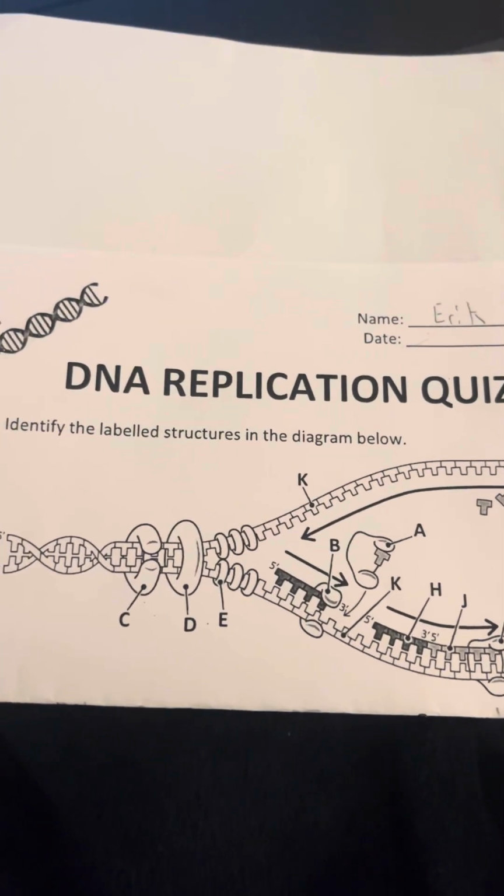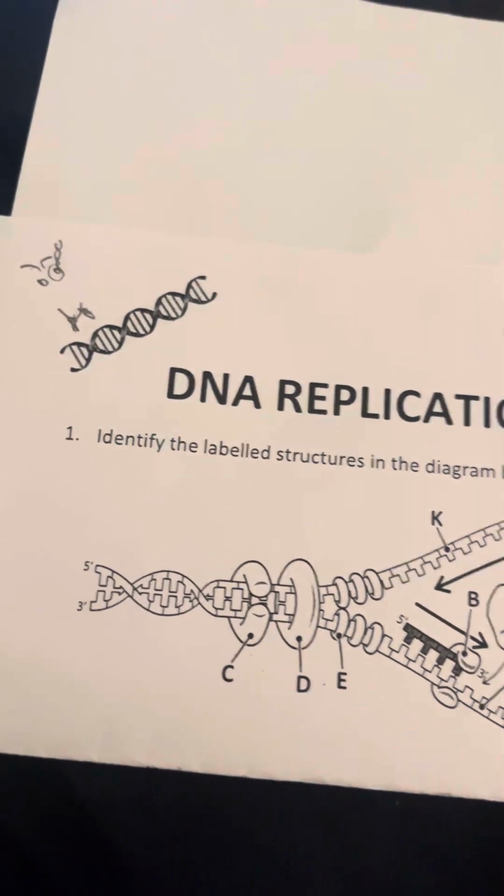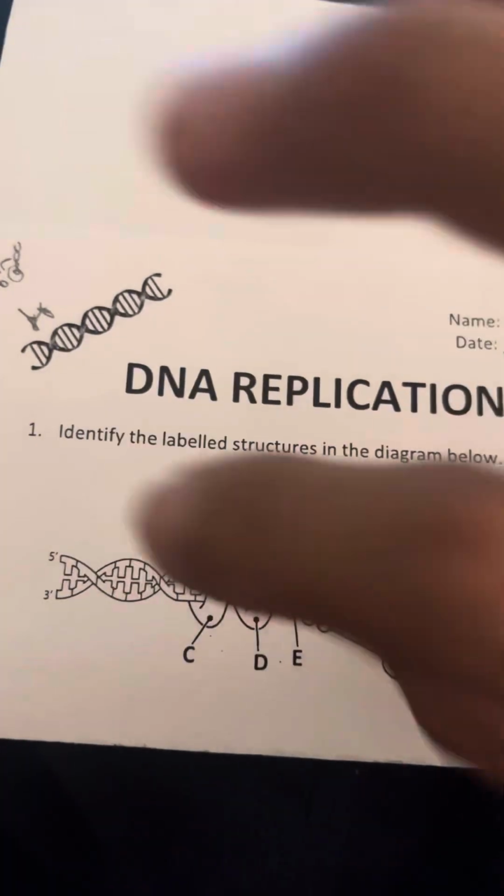And next we have topoisomerase, which is seen as C right here, and it relieves the stress on the whole DNA when it is unwound and split up.